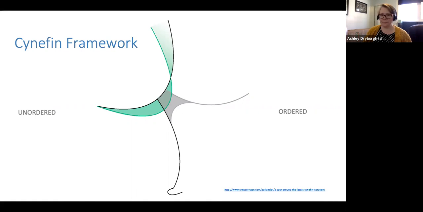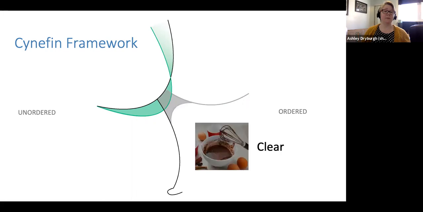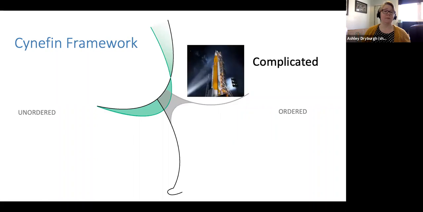We start in the middle with our fifth domain that I haven't mentioned yet, which is confused, which is where most of us start when we are dealing with a problem. We don't know what type of problem we are going to encounter until we can do some sense making and figure it out. So in the middle, we begin confused. Starting from the bottom left, we have our clear problems. We move up to our complicated problems.